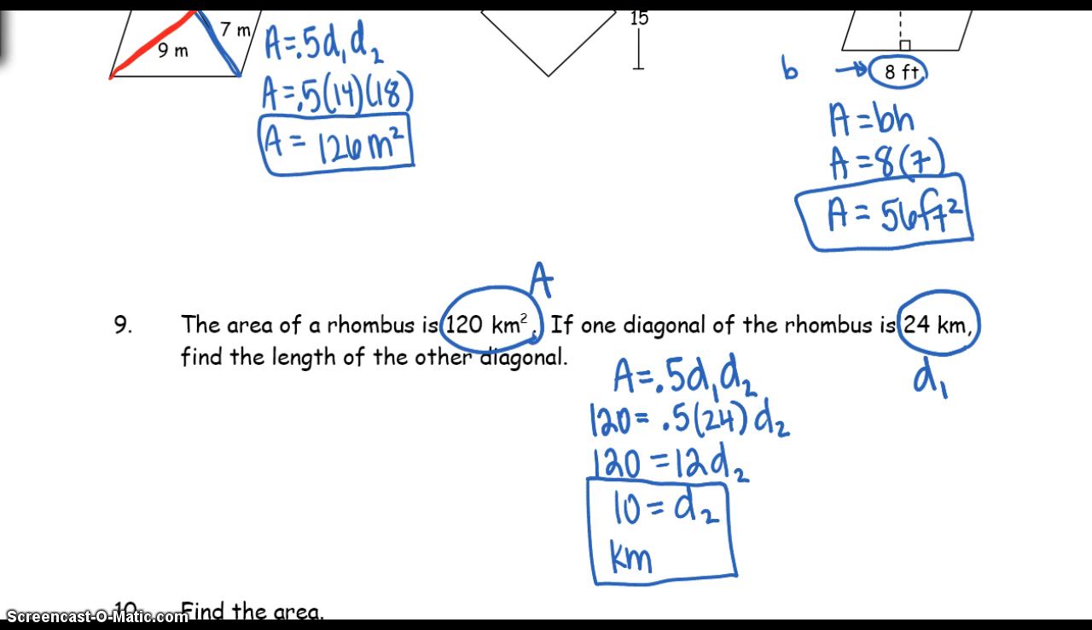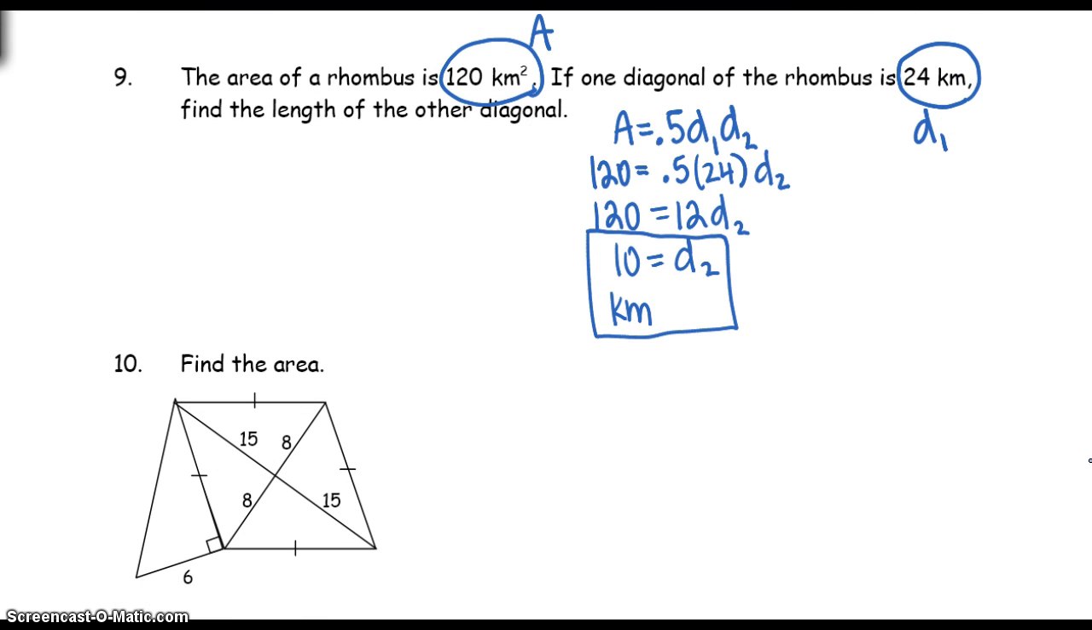All right, well, we're done with those. Let's move along. Woo! Number 10, looking real sharp. So find the area. You know that's a complex polygon, right? What two shapes are there? Well, that's a triangle and that's a rhombus.